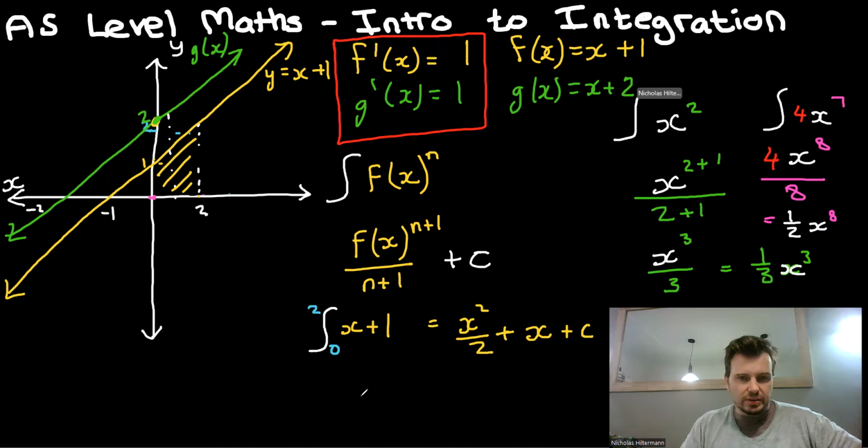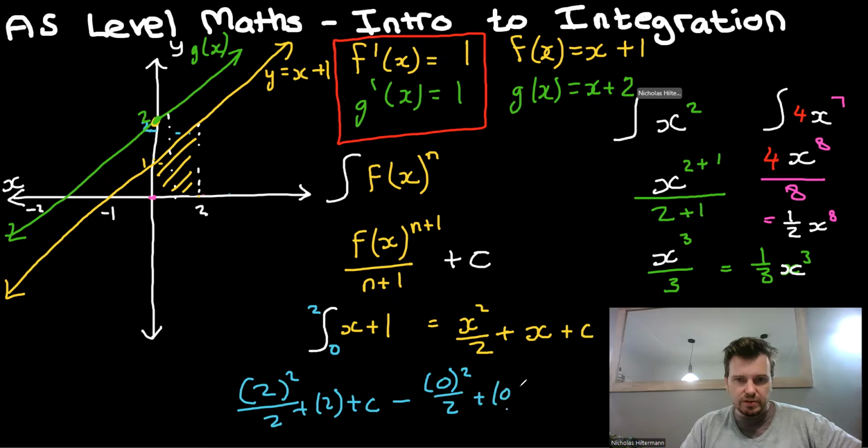And then I can sub in those values. And so what I do here is I put the 2 to the 2 over 2 plus 2 plus c, minus, and then the 0 squared over 2 plus 0 plus c.